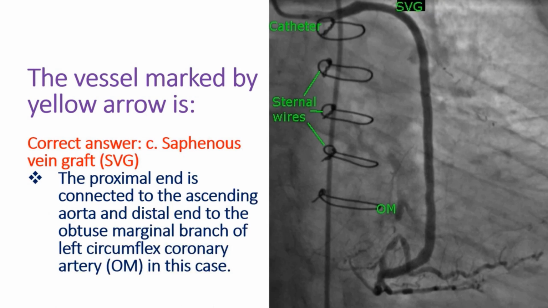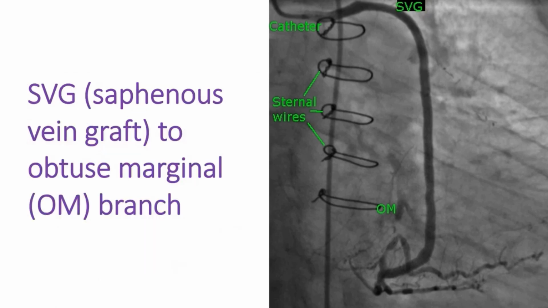The proximal end is connected to the ascending aorta and distal end to the obtuse marginal branch of left circumflex coronary artery, OM in this case. Coronary angiogram in a post-coronary artery bypass person showing saphenous vein graft to obtuse marginal branch of left circumflex coronary artery. Sternal wires indicate the post-CABG status. Catheter tip can be seen engaged in the ostium of saphenous vein graft in the ascending aorta. Part of the catheter in the descending aorta is also visible as it is a transfemoral coronary angiogram.